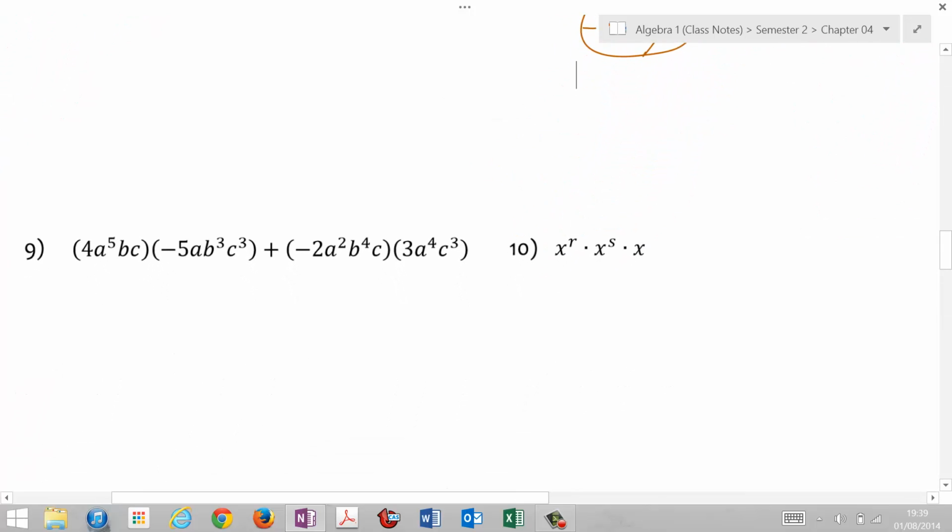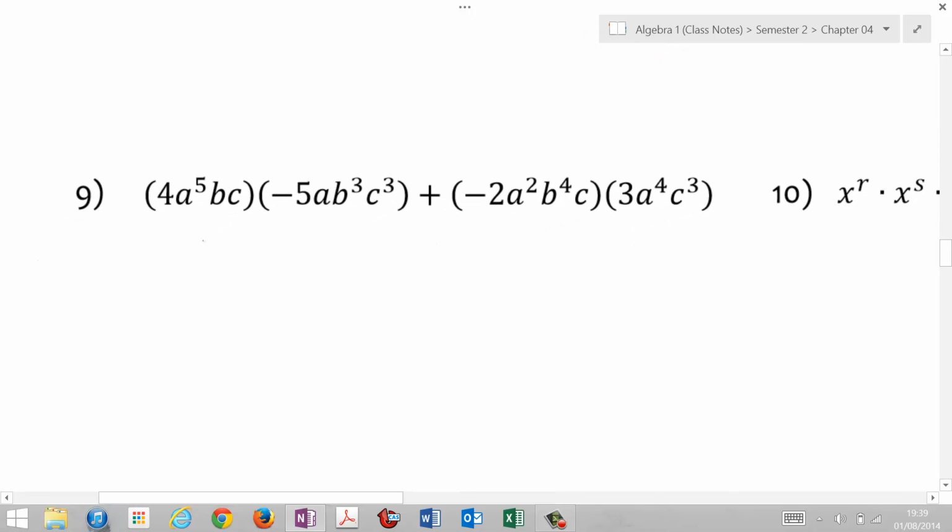Can make this a little bit more complicated. Looking over here, I got, well, 4 times negative 5. I'm just going to take it step by step. 4 times negative 5 is negative 20. a to the 5th times a is a to the 6th. b times b to the 3rd is b to the 4th. And c times c to the 3rd is c to the 4th.